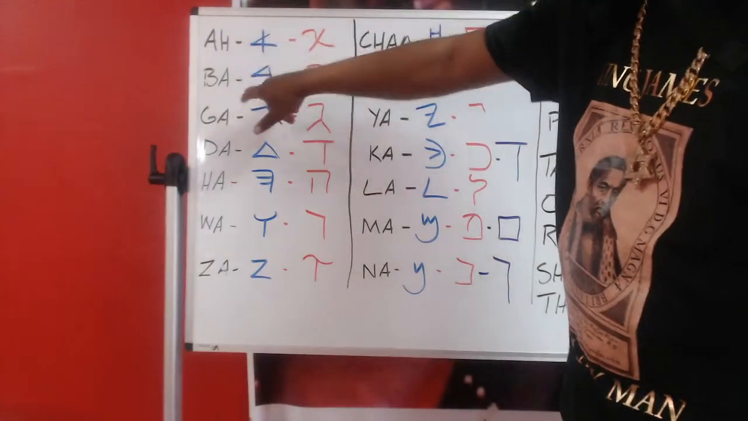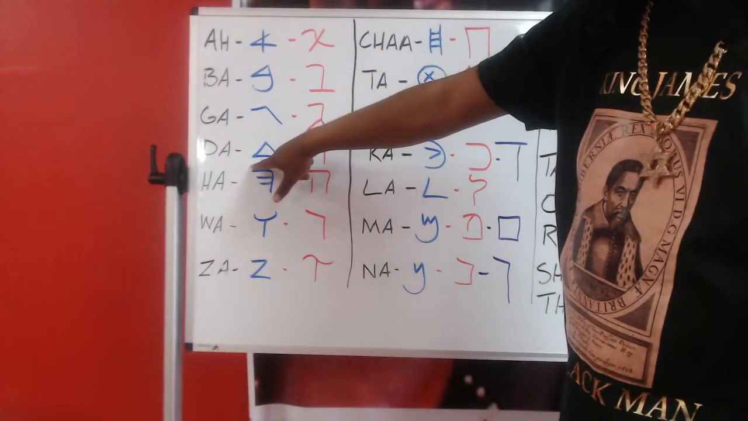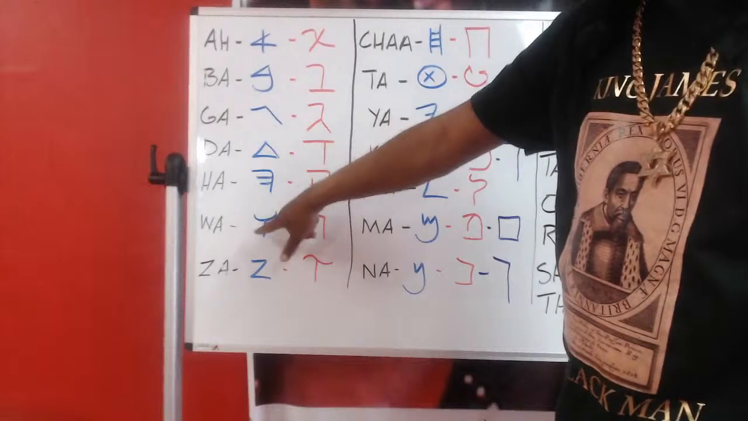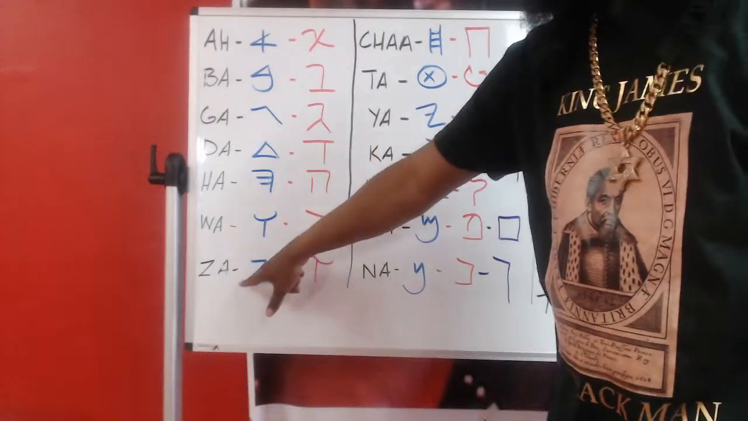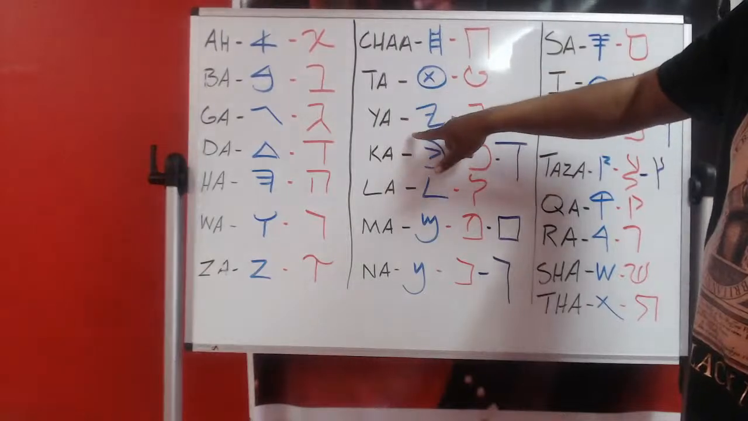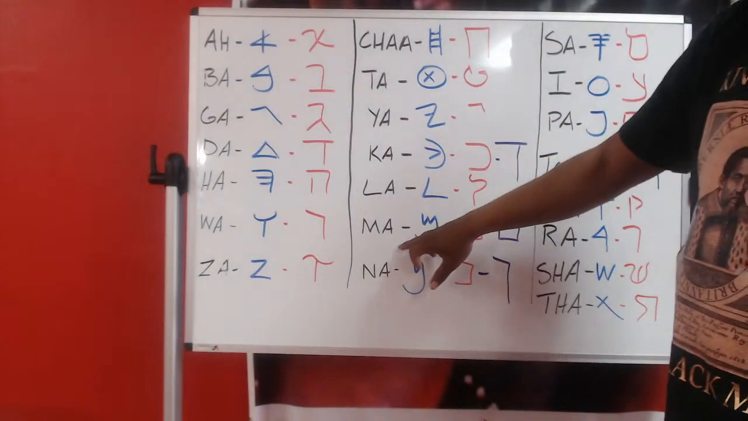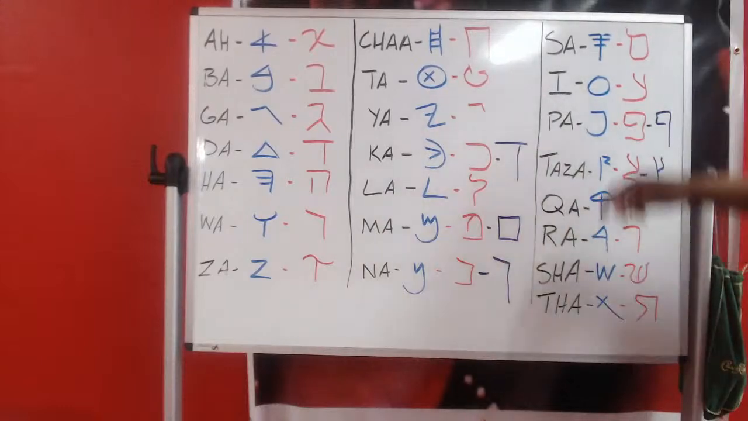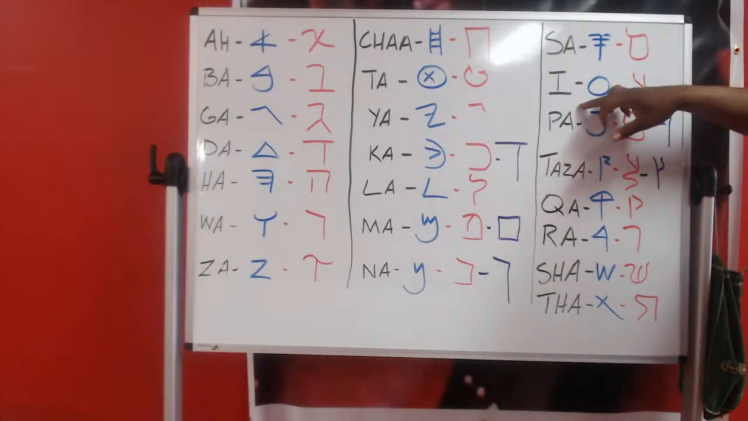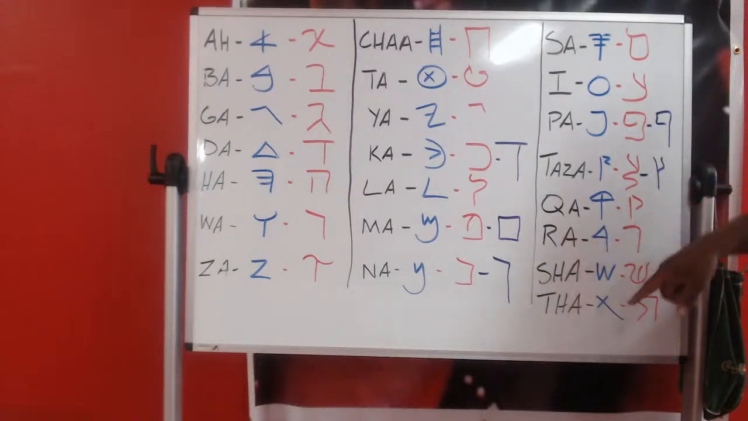Aleph, Ba, Ga, Da, Ha, Wa, Za, Ka, Ta, Ya, Ka, La, Ma, Na, Sa, I, Pa, Ta, Za, Kwa, Ra, Sha, Ba.